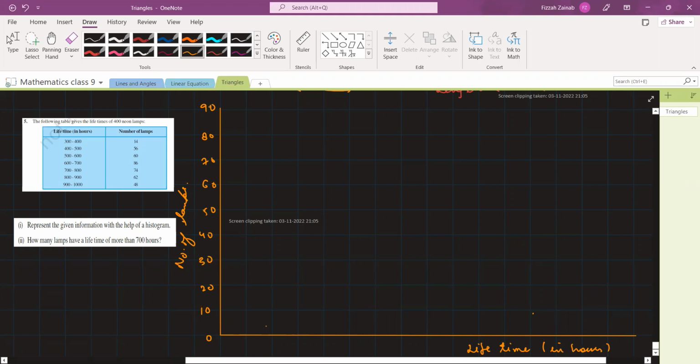Now your class interval starts from 300 and goes up to 1000. So obviously you have to make a break here. Make it like this, or you can start from here. So this is your 300. Then you can take 400, 500, 600 here. Then this is your 700, 800, 900 and 1000, right?